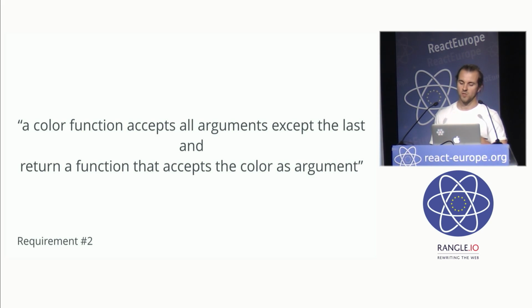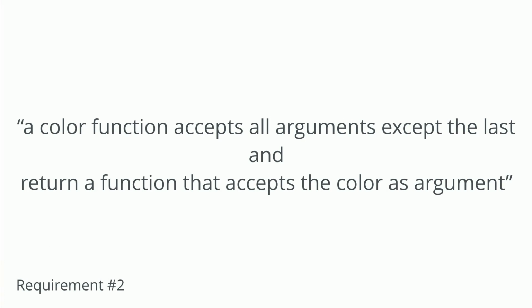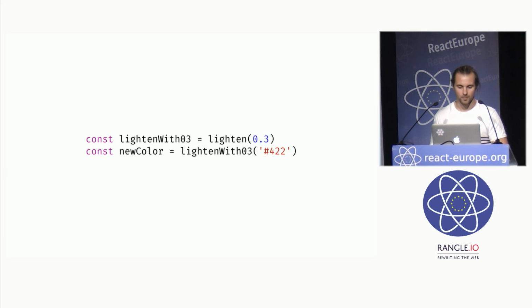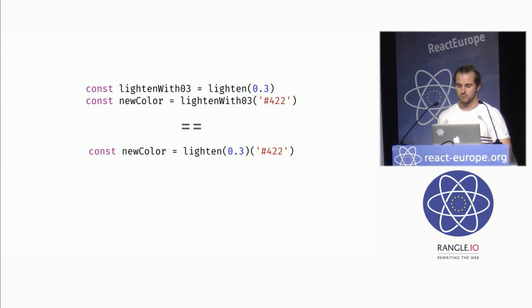A color function accepts all arguments except the last and returns a function that accepts the color as an argument. So basically, you provide the amount or all the arguments that you have to give it before, and then it should return a function. It should kind of lock in the parameters, and then you get back this function where you just apply the color. So this would be lighten 0.3. I lock in the parameter, and then I can provide the color. It would be interesting if you could use it like this, but it wasn't the same signature as this.